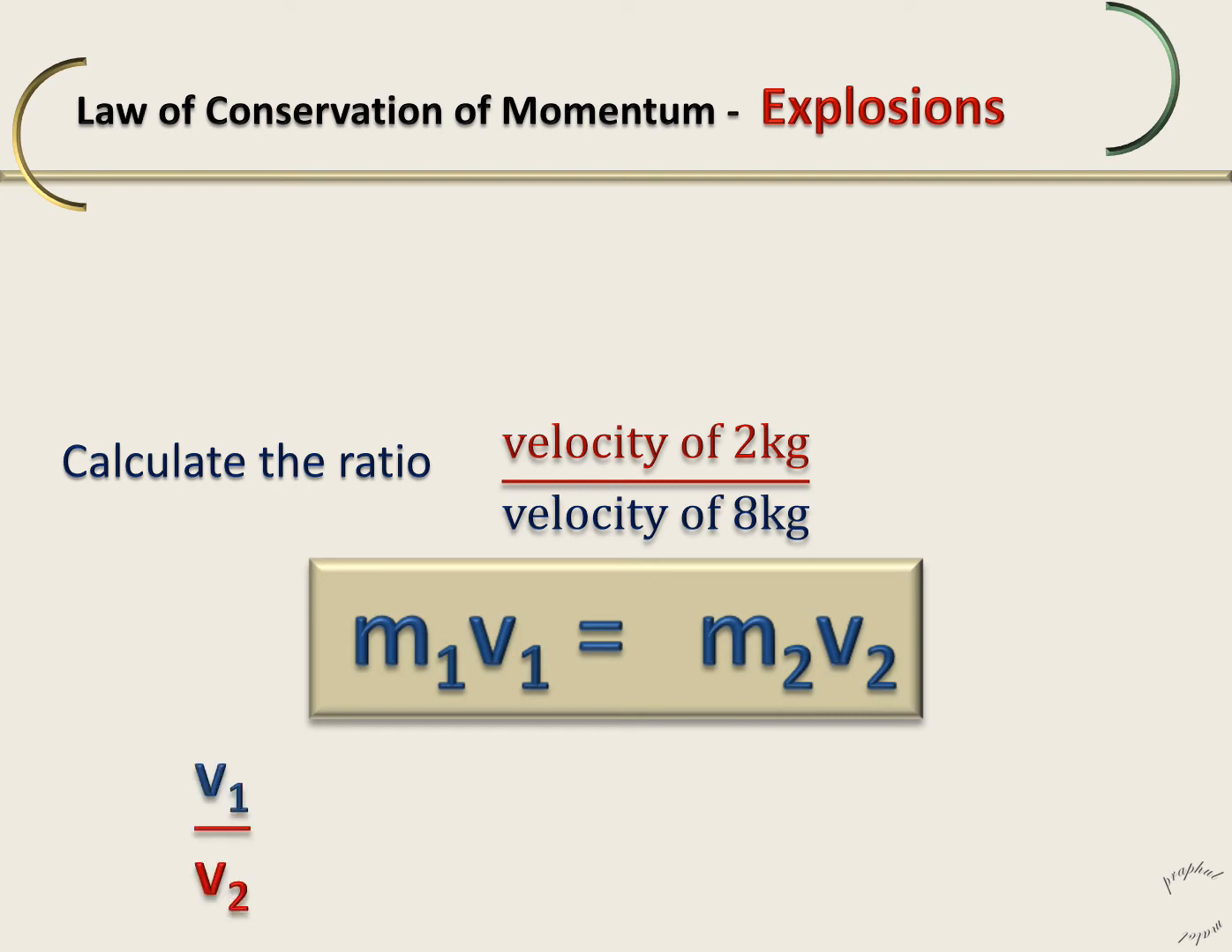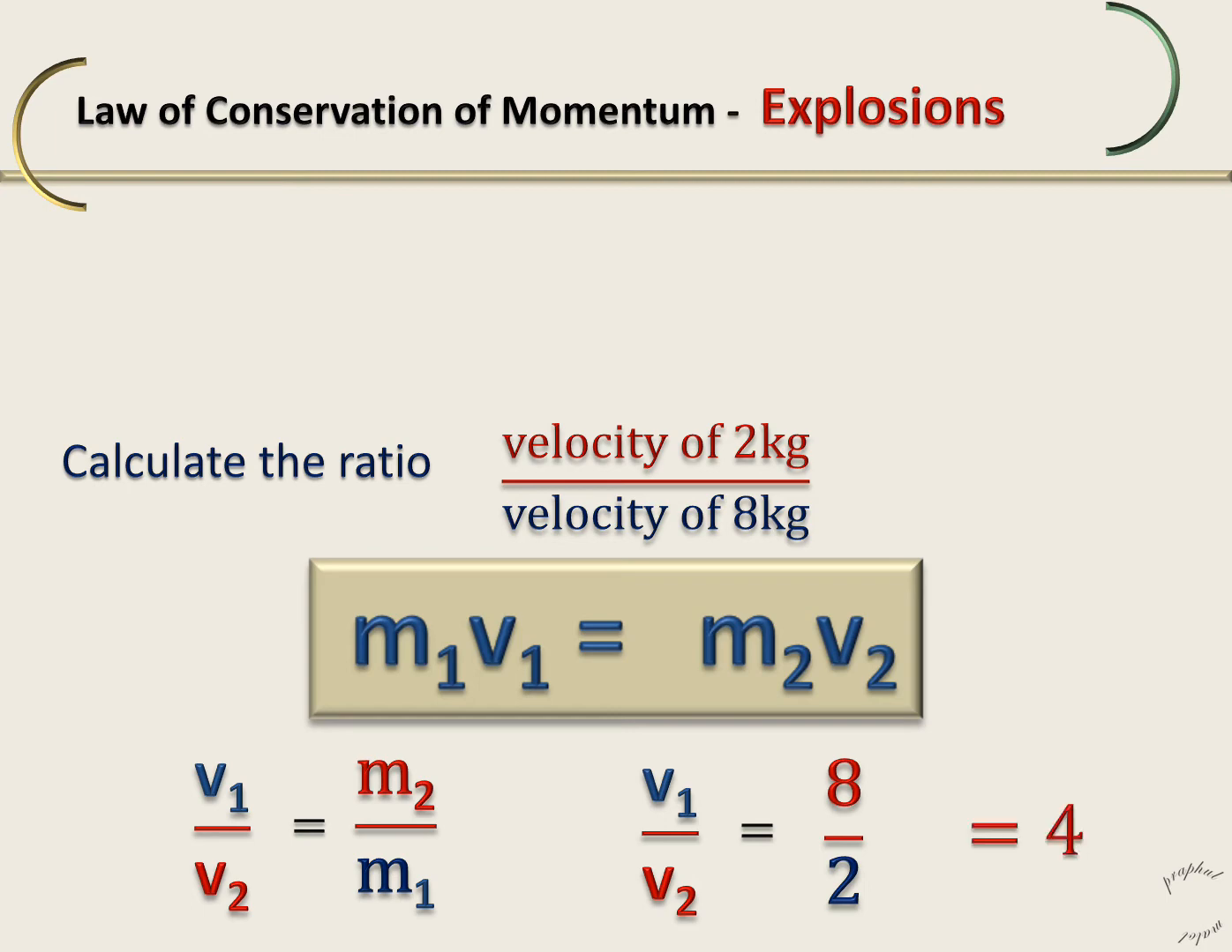So I'm bringing V2 to the left hand side, I will get V1 over V2 equal to, bringing M1 to the right hand side, M2 over M1. Be very careful here, it should be M2 over M1, not M1 over M2. I'm substituting the values of M2 and M1. Since the question says velocity of 2 kg on the numerator, I have taken V1 for the 2 kg mass and V2 for the 8 kg mass, so that I will get V1 by V2 directly. So M2 means 8 kg because it's the mass for the velocity V2, and M1 is 2 kg. When you find the ratio, you will get 4 as the answer. That means the 2 kg mass is moving 4 times faster than the 8 kg.